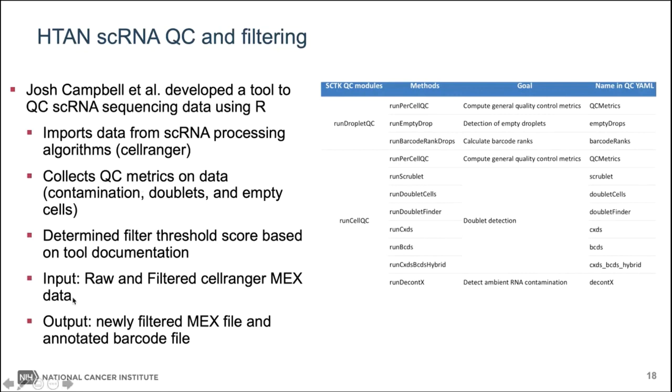And so the input from here are the raw and filtered MEX files, and then the output is a newly filtered MEX file with an annotated barcode file indicating which cells have been filtered out based on this method.